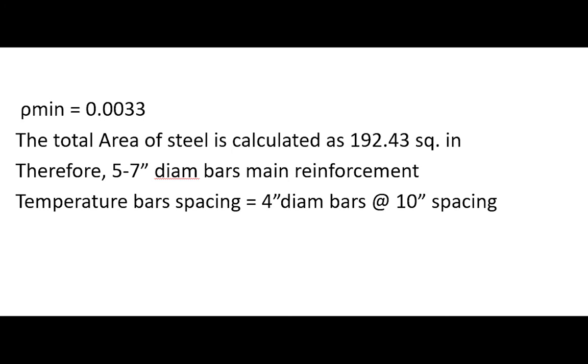The total area of steel is calculated as 192.43 square inches. Therefore, 5 7-inch diameter bars are used as main reinforcement. The temperature bars are 4-inch diameter bars and have a spacing of 10 inches.